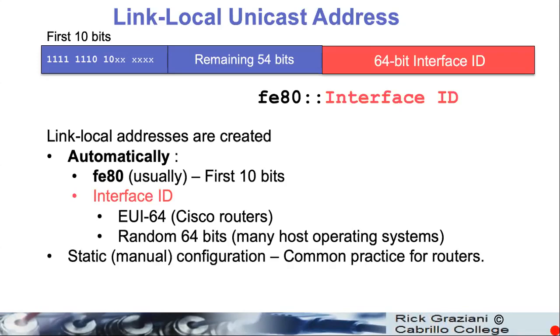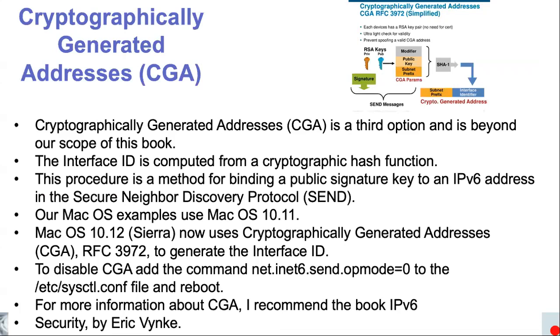They can also be configured manually. This is common practice only for routers. For other devices, we really don't care; the automatic creation is fine. We'll talk about why routers usually should have their link local addresses configured manually a little later. There's another way that link local addresses can be generated automatically, known as CGA, cryptographically generated addresses. I'm not going to go into that here. It's not very common, but anyway, let's go ahead and continue.